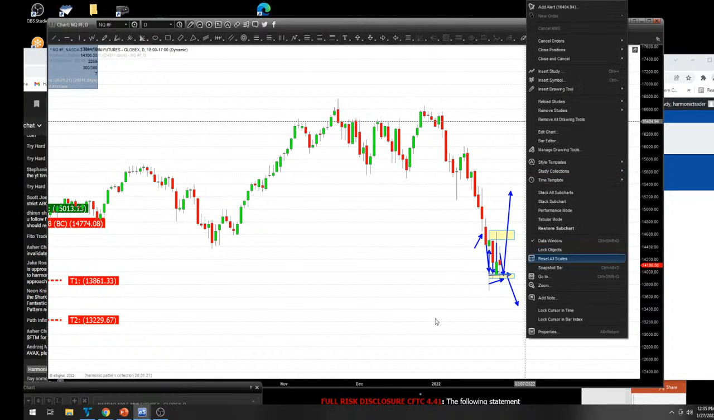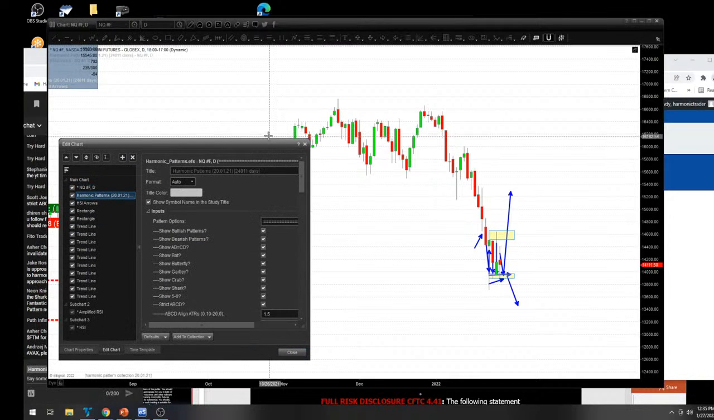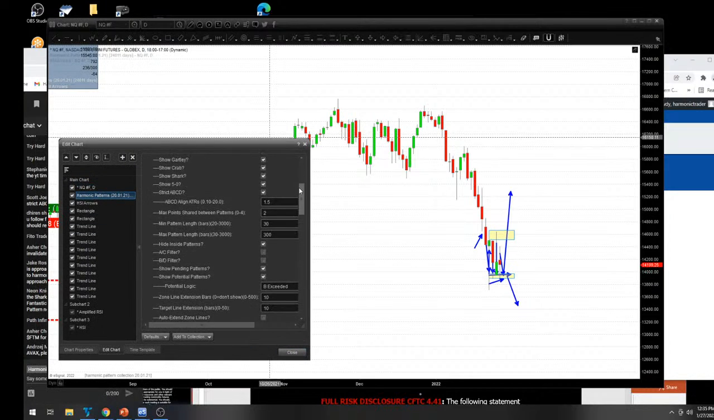And where's the pattern? Where's that crab pattern we had? Now the software is not showing the pattern. Again, the pattern we had at 12.8. I'll go over to that in a moment.